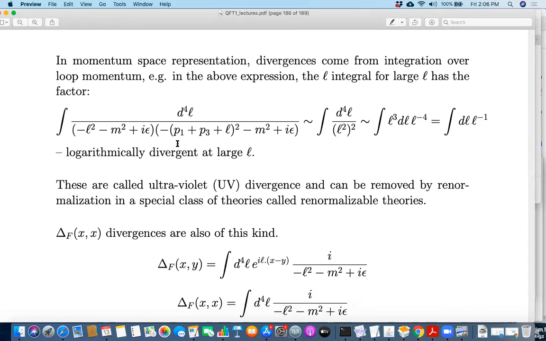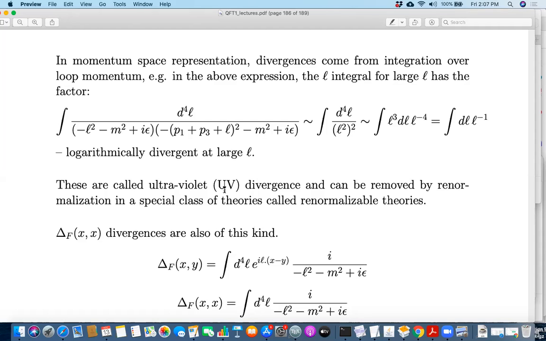And now let's see its behavior at large L, to see if this integral converges at large L. At large L, the denominator factors are like L square. And here, of course, L is much larger than P1 and P3, which are fixed momenta. So it goes as L square whole square, L square times L square. So roughly, if you think of d4L as L cube dL, by going to appropriate polar coordinates, you get L cube dL over L to the 4. That's like dL over L. So basically what this is saying is that this integral is logarithmically divergent, because the upper limit is infinite.